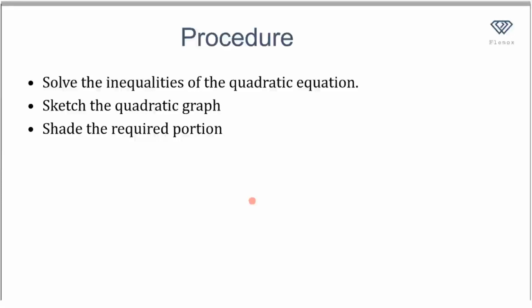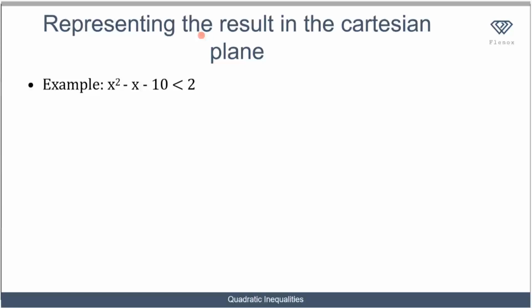Now let's try to solve some examples. What are the steps when we want to solve or represent a quadratic inequality on the Cartesian plane? First, we have to solve the inequality of the quadratic equation. Then we need to sketch the quadratic graph. Then we need to shade the required portion. Let's apply that procedure to solve this example.